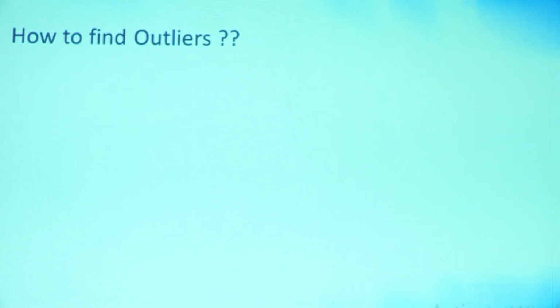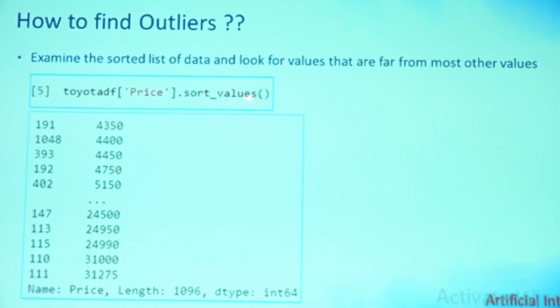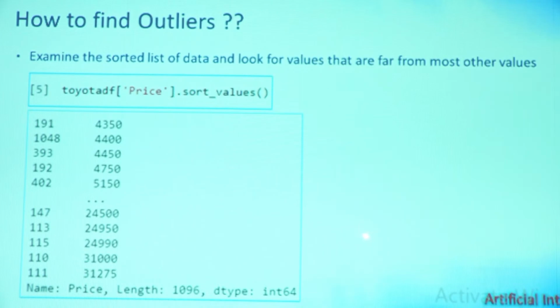Now, how do you find outliers, guys? Just have a look. You first sort the values. Suppose if I am working on the price column, sort the values and see. I am actually beginning with 4,000 and where did I reach? 31,000. So how do I find the outliers now?